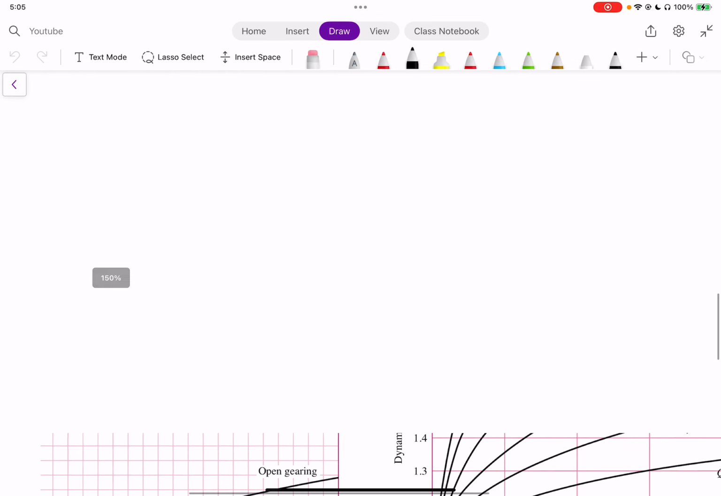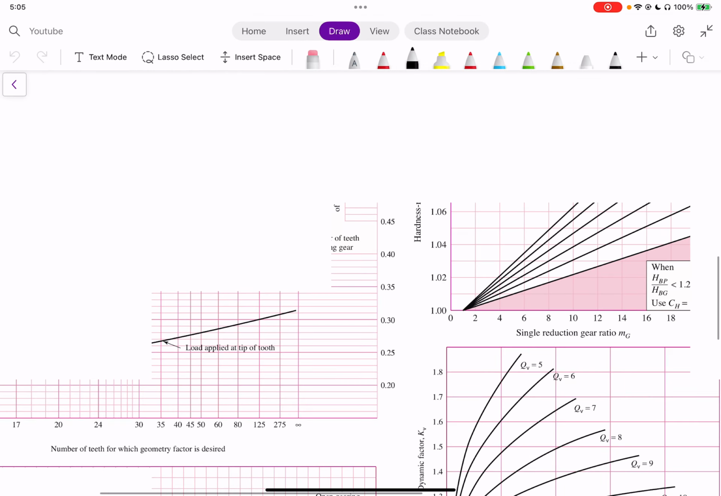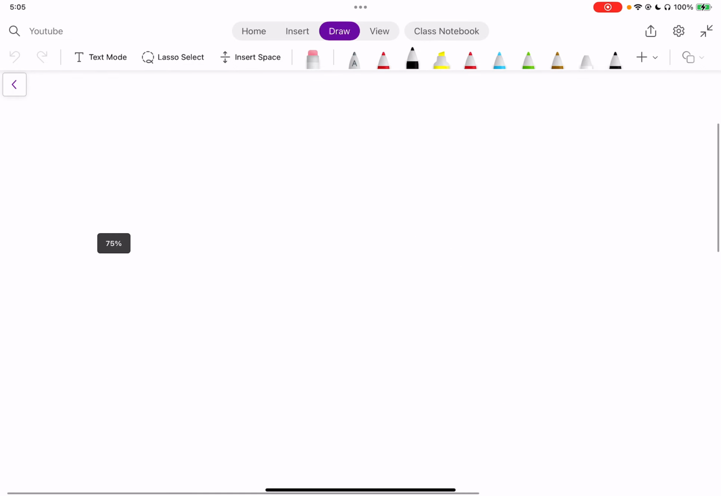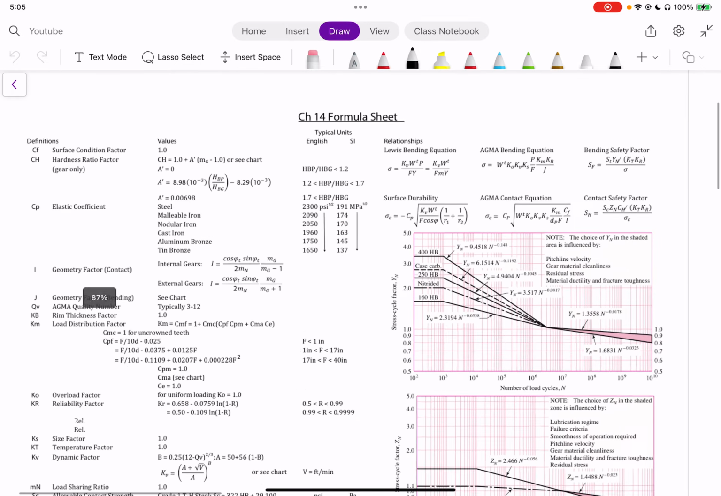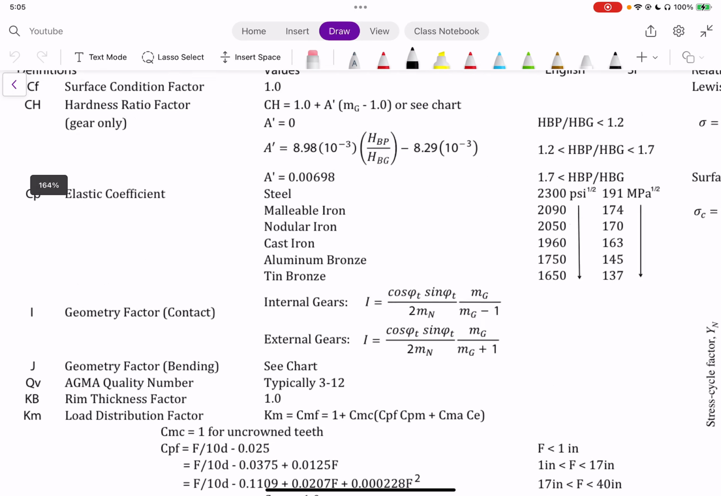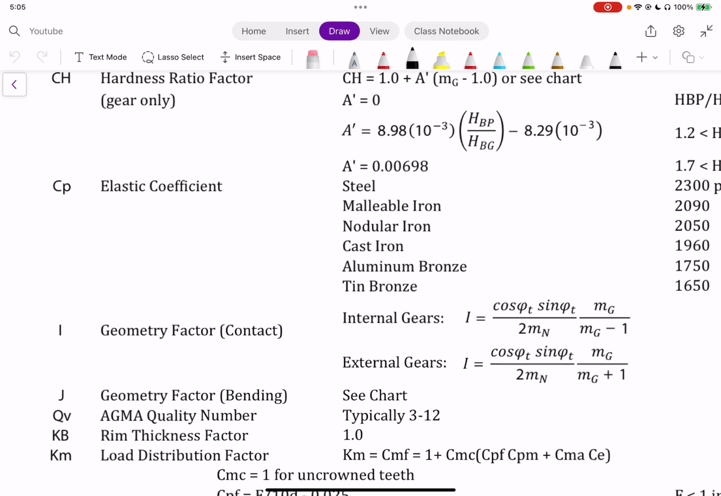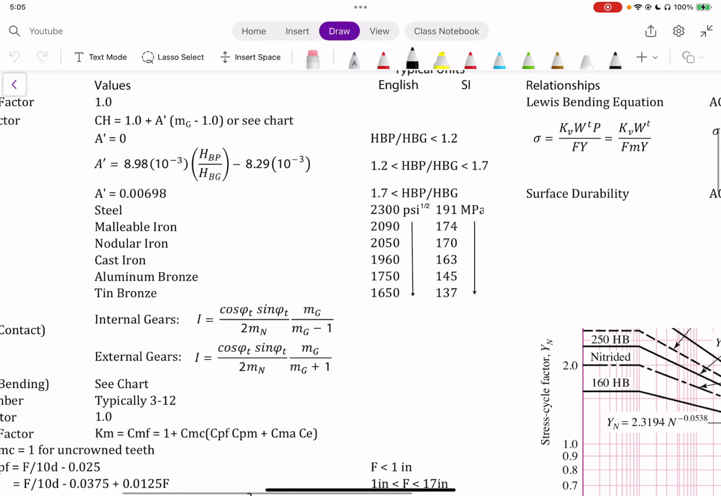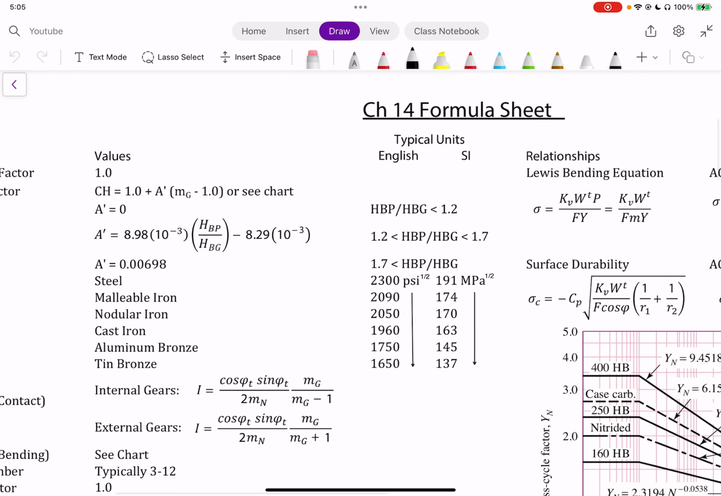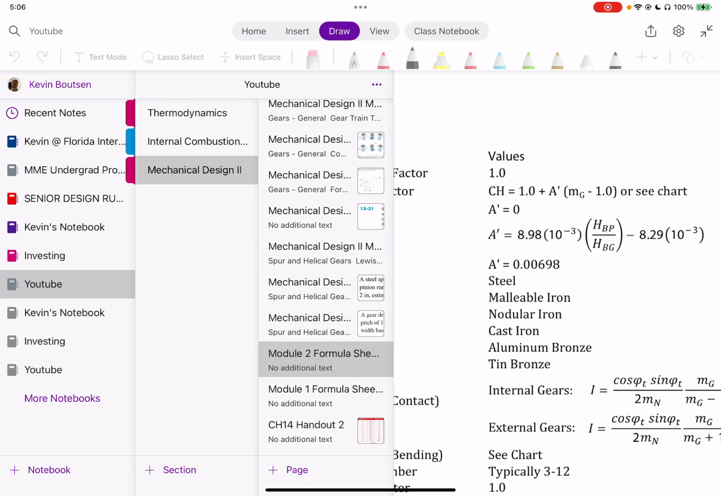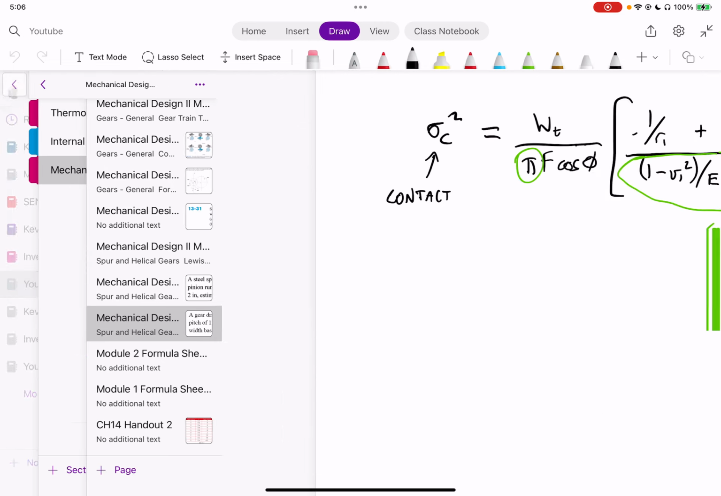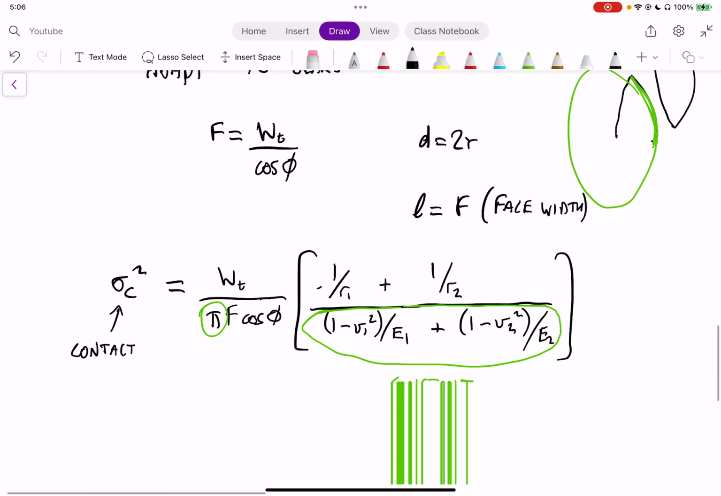So we'll look at the formula sheet really quick from module 2. On the first page of the module 2 formula sheet, we have a bunch of different values for the elastic coefficient, which is CP. You can see we have values for CP in English or US units in psi to the 1/2, and then in megapascals to the 1/2. So we have those values available there. Okay, so going back to our information here.